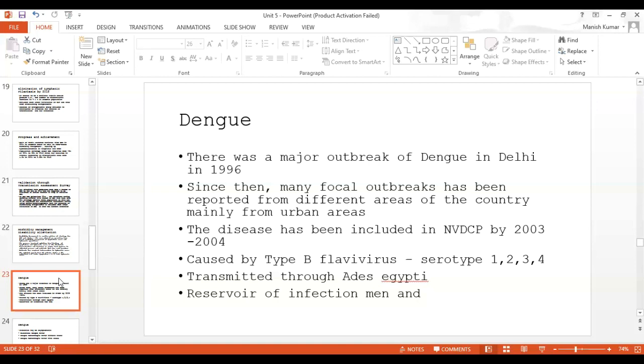This was included in NVDCP by 2003-2004, and this is caused by a type 2 flavivirus. Again, don't go into serotypes 1, 2, 3. Basically, you should be aware that this is spread through the Aedes mosquito, and in particular Aedes aegypti. And the reservoir of the dengue flavivirus is insect and man.